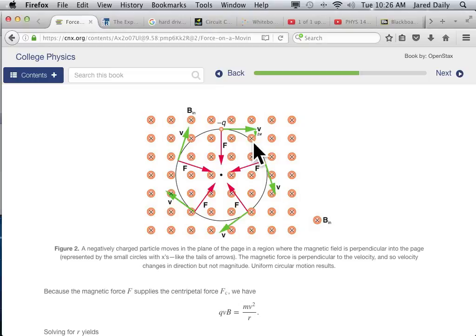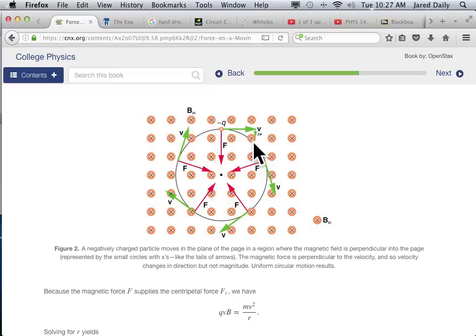The radius of this circle really depends on all three things. It depends on how fast it's moving. If it's moving faster, the circle will be bigger. If it's moving slower, the circle will be smaller. It depends on the mass of the electron, how small the particle is. If it's an electron, it's a very small particle, and that would make the circle smaller, but if we made it a much bigger negatively charged particle, the circle would be bigger because the force wouldn't turn it as much.